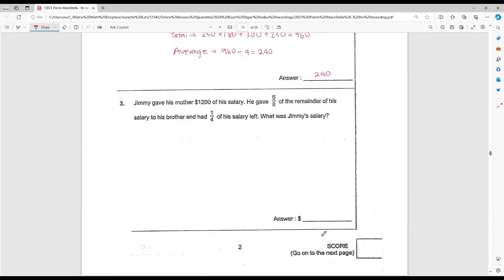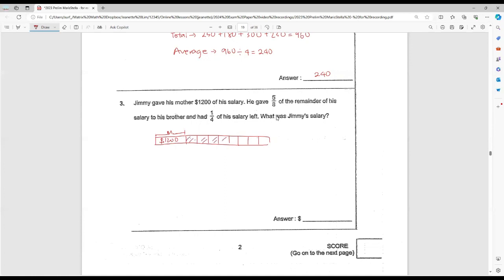Question 3. Jimmy gave his mother $1,200 of his salary. He gave 5/8 of the remainder of his salary to his brother and had 1/4 of his salary left. What was Jimmy's salary? Okay, so first, this is his money. First he gave away 1,200 to the mother, so we cut that out first. Then now the remainder, I have to cut into 8 parts, because we want 5/8 of that.